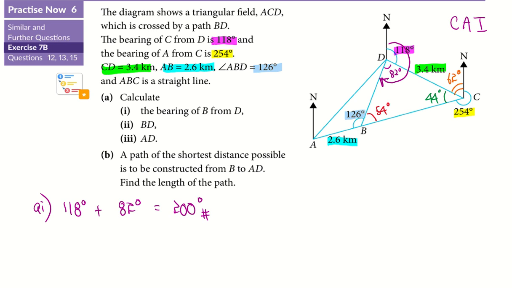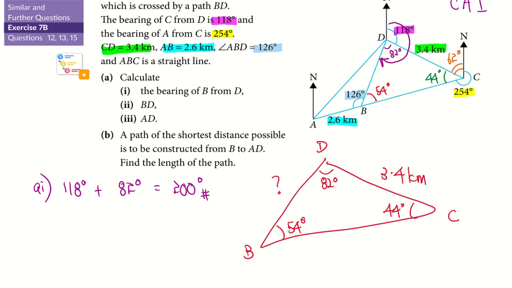Same thing, I need to choose the triangle which will give me the most information. As such, I will use the triangle DBC. Let me draw that out. After I've drawn my triangle, take note, the length of 3.4 km is opposite 54 degrees. I will need to find BD, which is opposite 44 degrees.